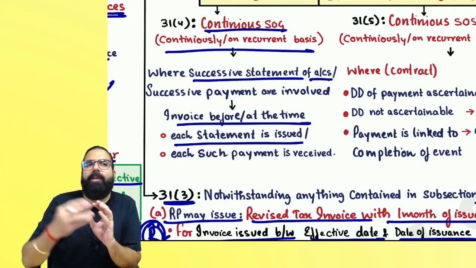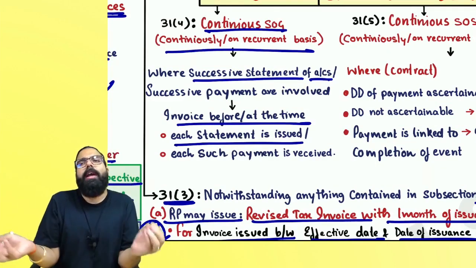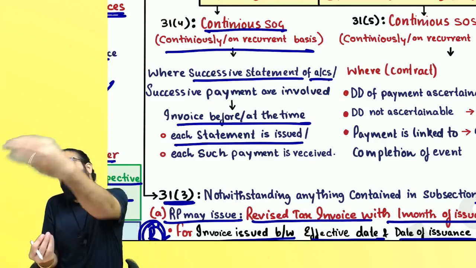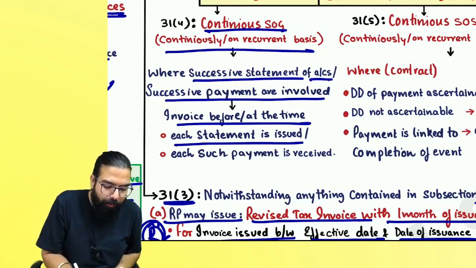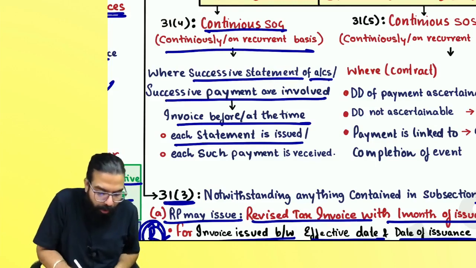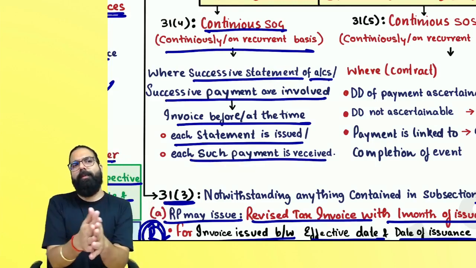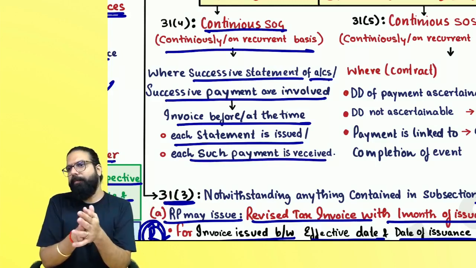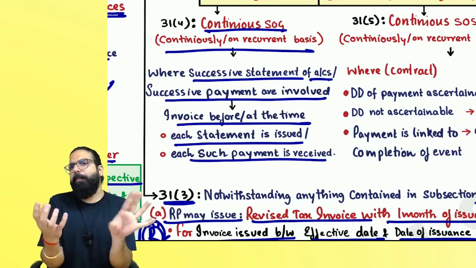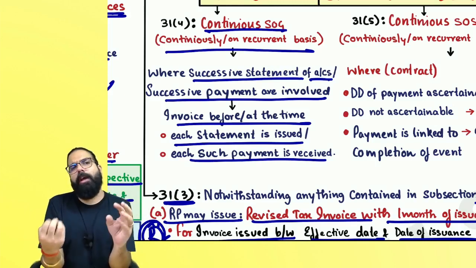So whenever I am giving you a statement, I'll give you the invoice. Or if payments are involved, whenever you are making me the payment, I will make the invoice and give it to you on or before each payment is received. So if I am giving you a statement, on or before the statement I should give you the invoice. If I am receiving the payment, then the statement is not there. Supposing a statement is also there, and payment is also there.